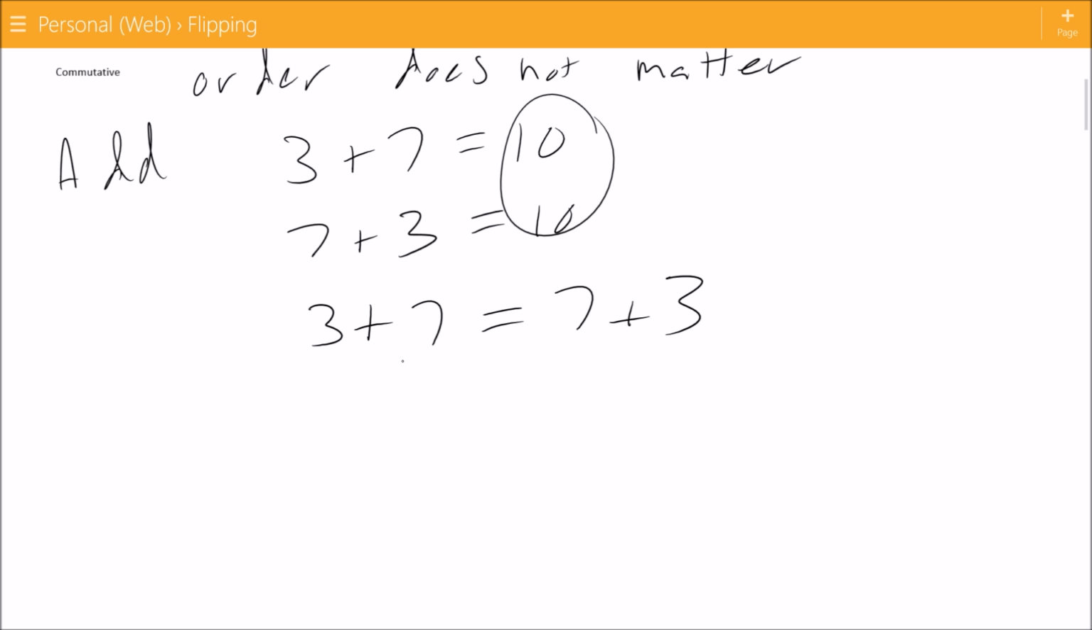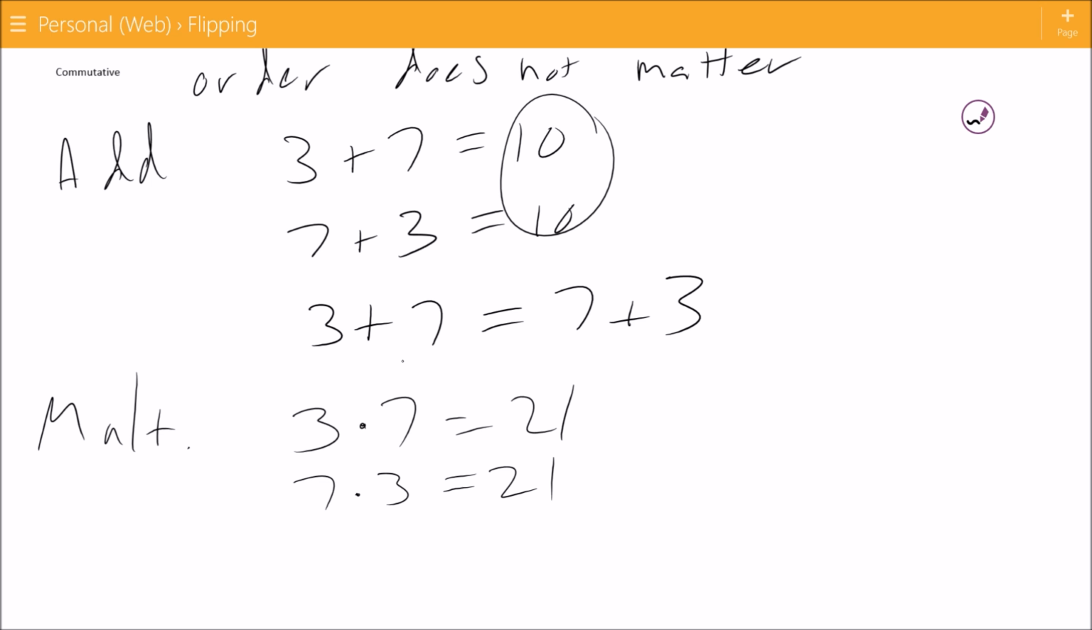Similarly, you can do the same thing for multiplication, where 3 times 7 is going to be 21. 7 times 3 also is equal to 21. So 3 times 7 then must equal 7 times 3. And again, order does not make a difference.